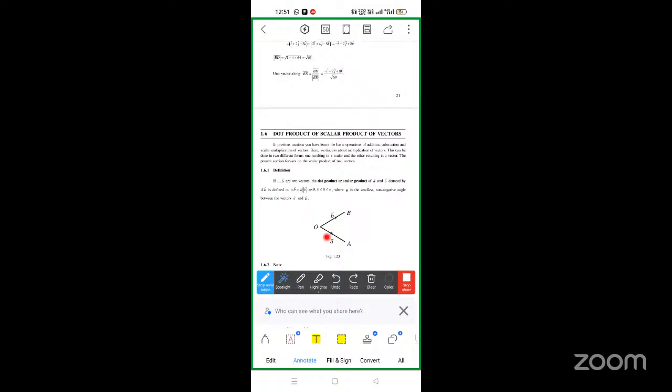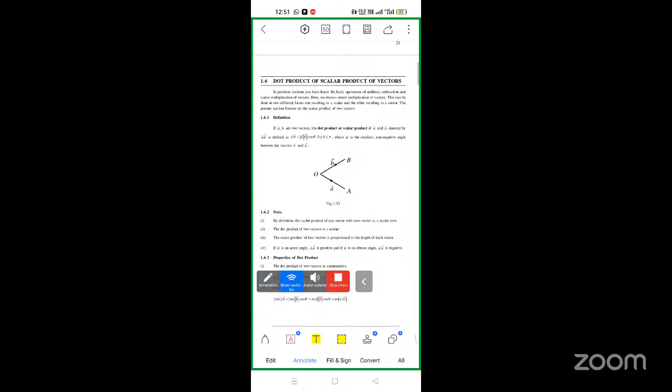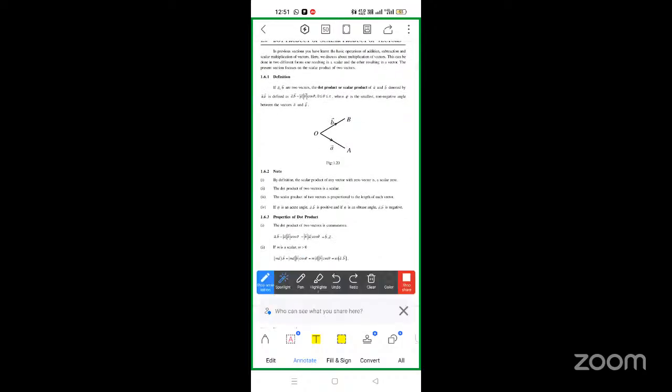Given origin O, this is OA, OB, AB, so this is the angle between these two. So the dot product A dot B can be written as mod A into mod B cos theta, and the angle should be 0 to 180 degrees.